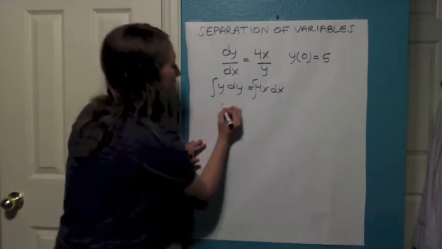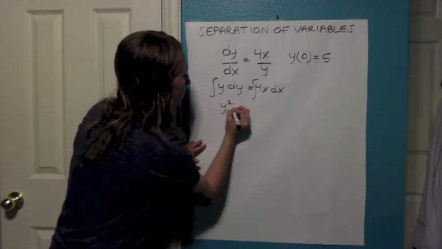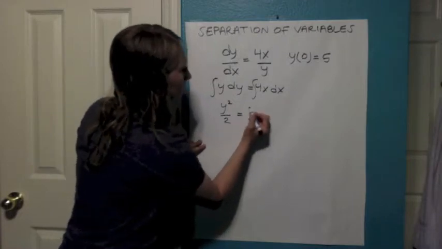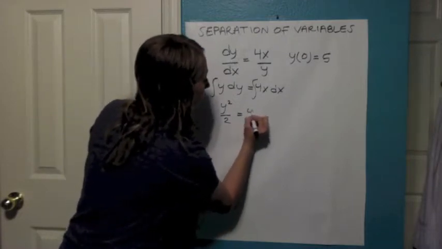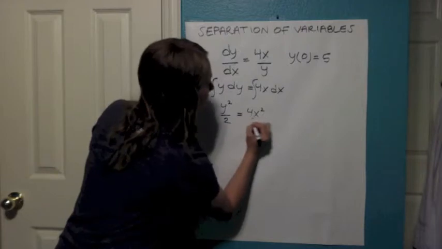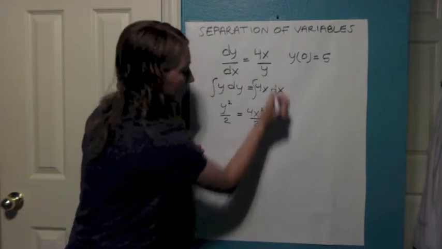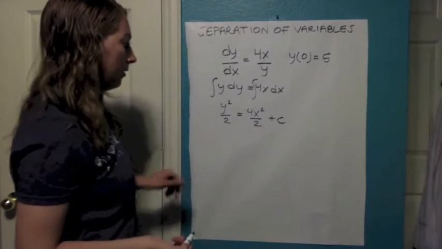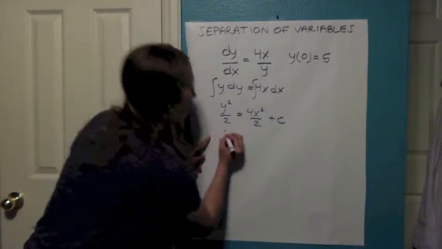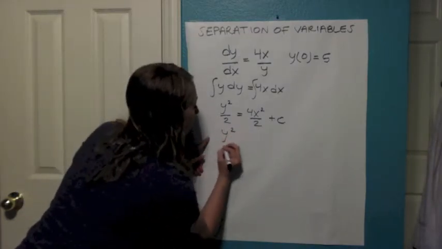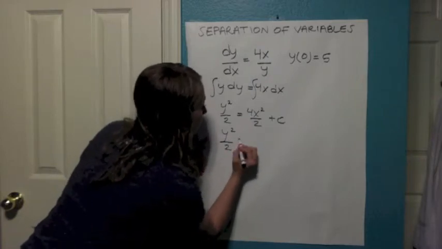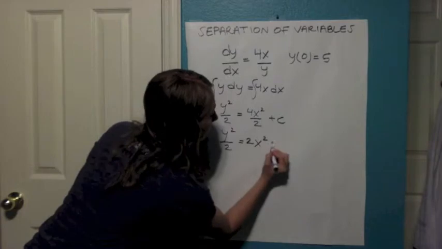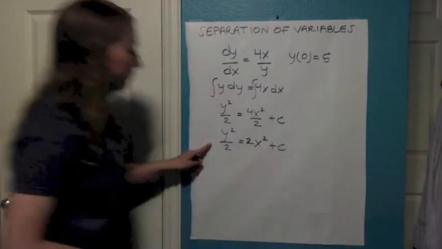and then you get y squared over 2 equals 4x squared over 2, and don't forget to add plus c, which can be simplified to y squared over 2 equals 2x squared plus c.